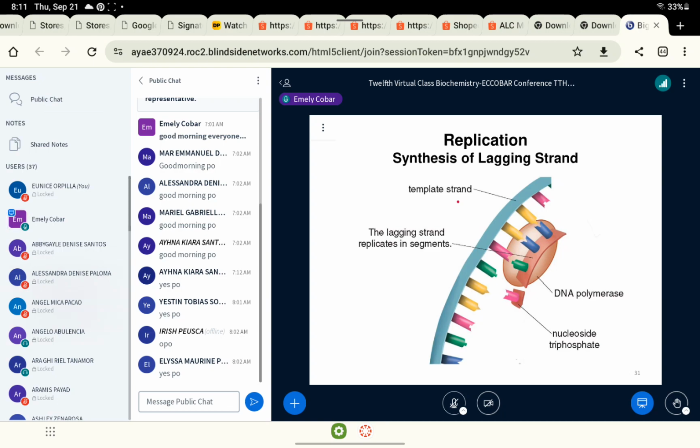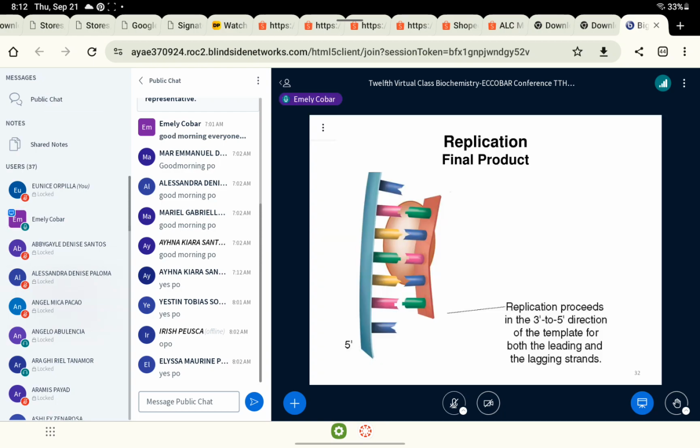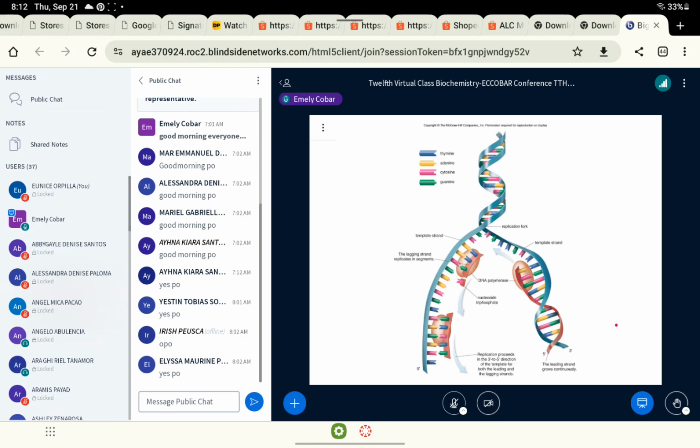The first step in replication is the unwinding of the DNA helix to expose the bases on each strand. Yan. Expose yung mga bases in each strand. Unwinding occurs at many places. So, hindi lang sa isa. So, pwedeng sa iba-ibang ano, no? Along the helix, creating bubbles where replication can occur. The point at which unwinding occurs is called the replication fork. Here it is.